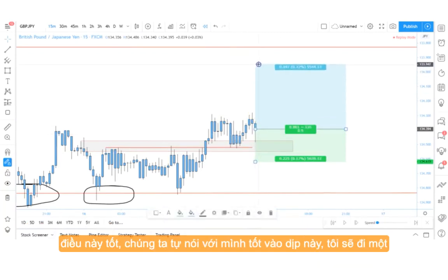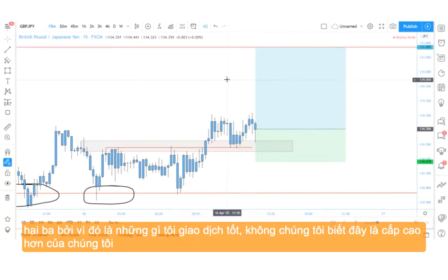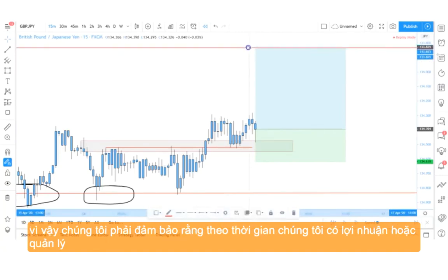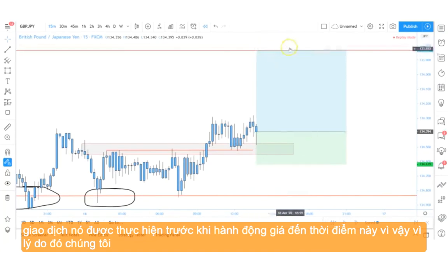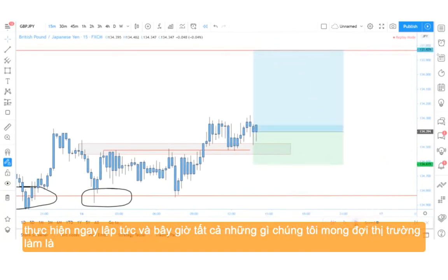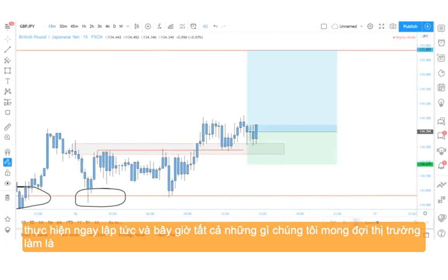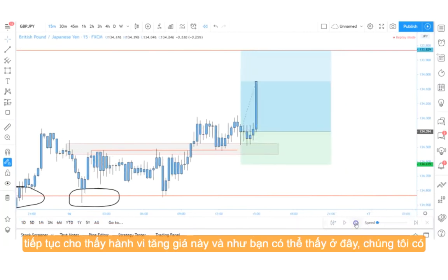Now, how do we decide this? Well, do we say to ourselves, on this occasion I'm going to go for a 1 to 3 because that's what I trade? Well, no, we know this is our higher level range, so we have to make sure that by the time we either take profit or manage this trade, it's done before price action gets to this point. So for that reason, we'll go with an instant execution, and now all we're expecting the market to do is continue showing this bullish behavior.